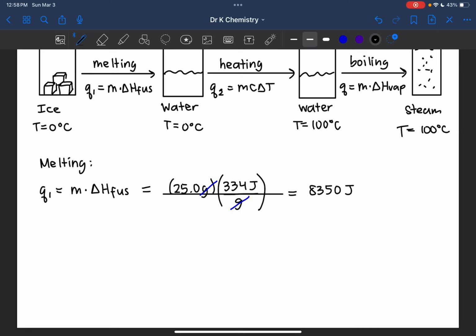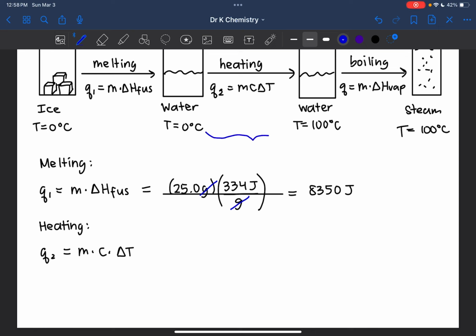Now you have a couple of options here. You could convert that to kilojoules immediately, or you could convert at the very end. Doesn't particularly matter. For the next step of the process, we have the heating. Ooh, not the highlighter tool. And the equation for that was Q is equal to mass, times specific heat times the change in temperature.